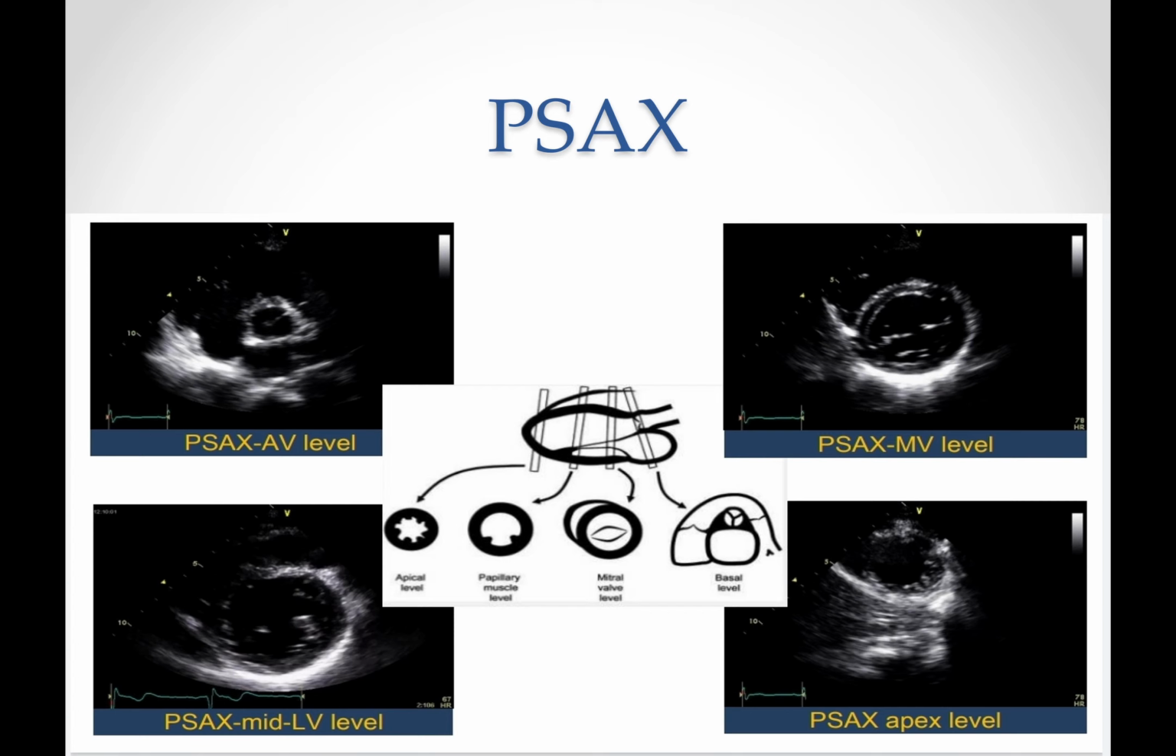Sliding the probe towards the patient's right shoulder or left hip, or sometimes you can get away with just fanning the probe, you can get different cuts and different levels at the parasternal short axis. So you can get an apical view, you can get a papillary muscle level, you can get a mitral valve level, which is called the fish mouth view. You can get a basal level or an aortic valve view, which is the famous inverted Mercedes sign view.